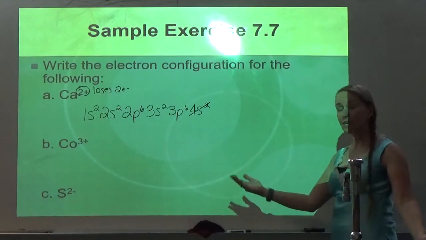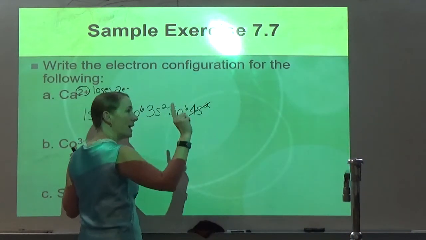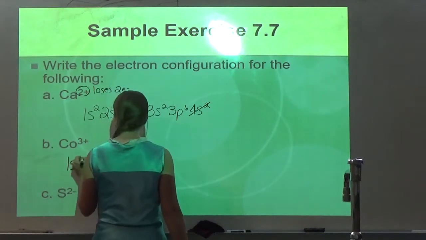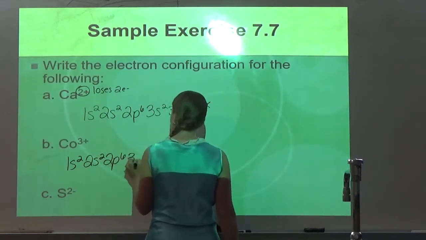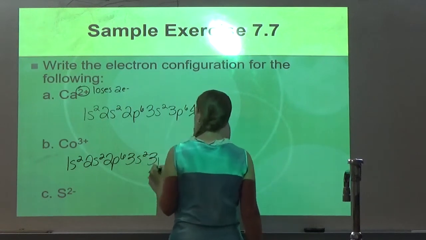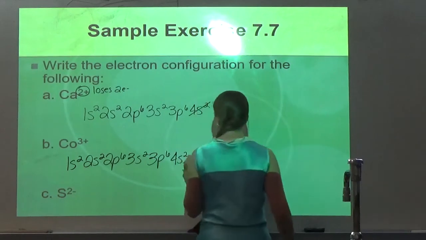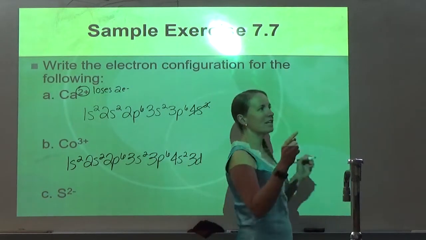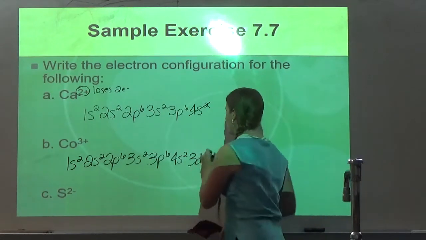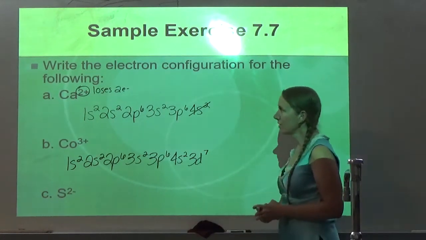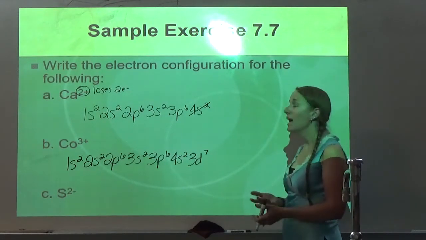All right, so let's look at cobalt with a +3 charge. Cobalt, we're starting at hydrogen. So we have 1s2. Lithium, 2s2. Boron, 2p6. Sodium, 3s2. Aluminum, 3p6. Potassium, 4s2. And scandium, we're at 3d. We don't need all 10 because we're going to stop at cobalt. 1, 2, 3, 4, 5, 6, 7. So I get 3d7.